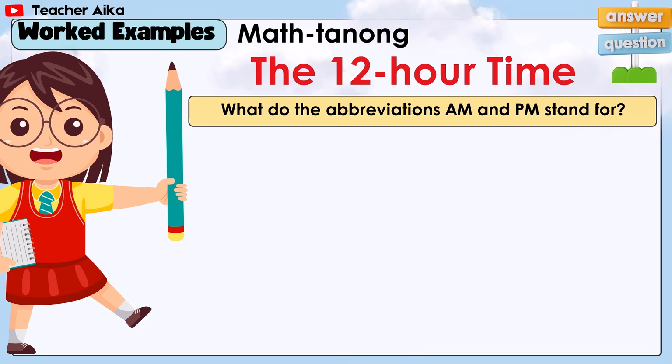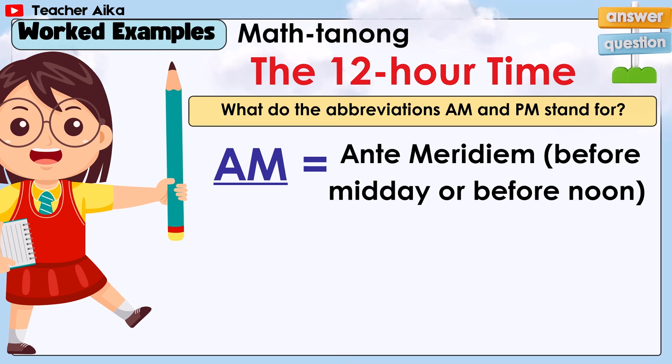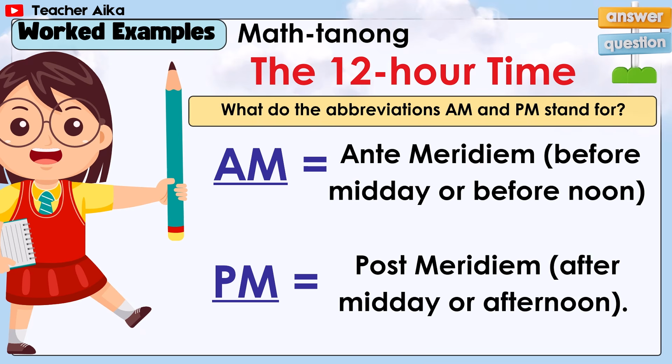What do the abbreviations AM and PM stand for? The answer: AM means ante-meridian, meaning before midday or before noon. PM means post-meridian, meaning after midday or afternoon.